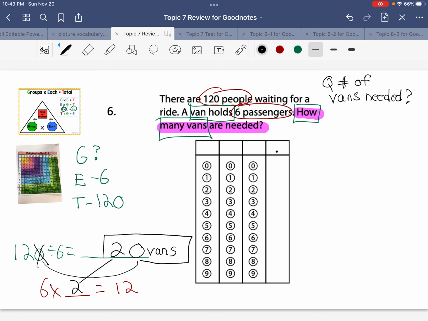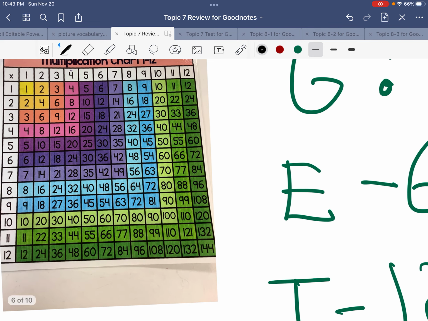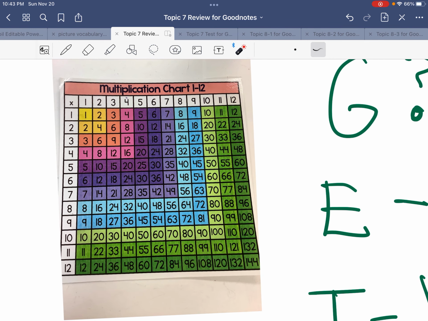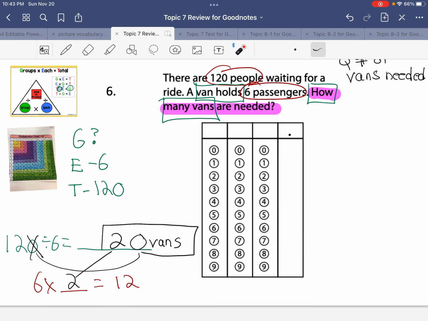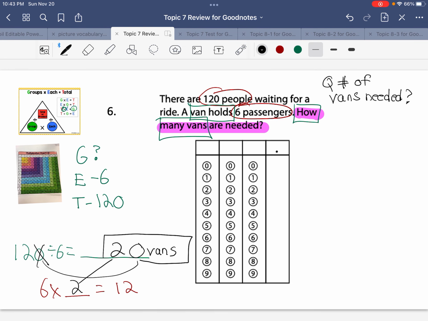Okay. And just to remind ourselves, if I go into 6 here, I'm looking for 12. It's right here. If I go up, I get that 2. That's how I got 2. Okay. And when I bubble in my answer, I'm going to put it like this: 20, and 2, 0.